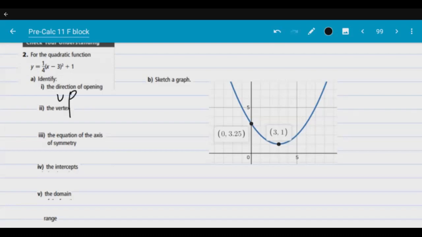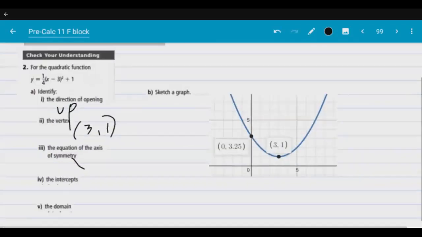Now, what is the vertex? We saw that in the previous check your understanding, wherein the vertex is given by the p and q values, which is this and this, right? Okay. So the vertex would be 3, 1. What is the equation of the axis of symmetry? We already know that that would be x equals whatever is the p-value of your vertex, which is 3.